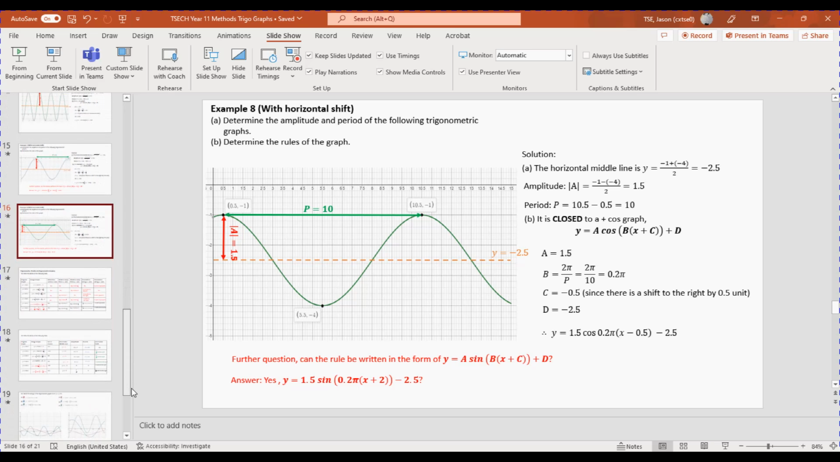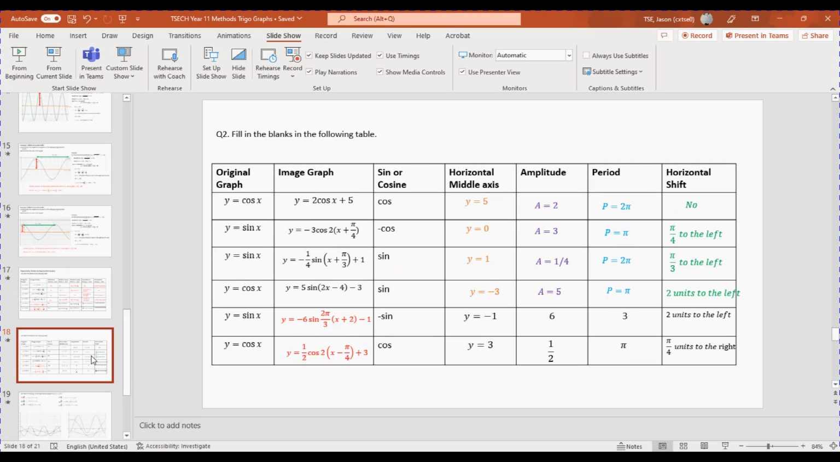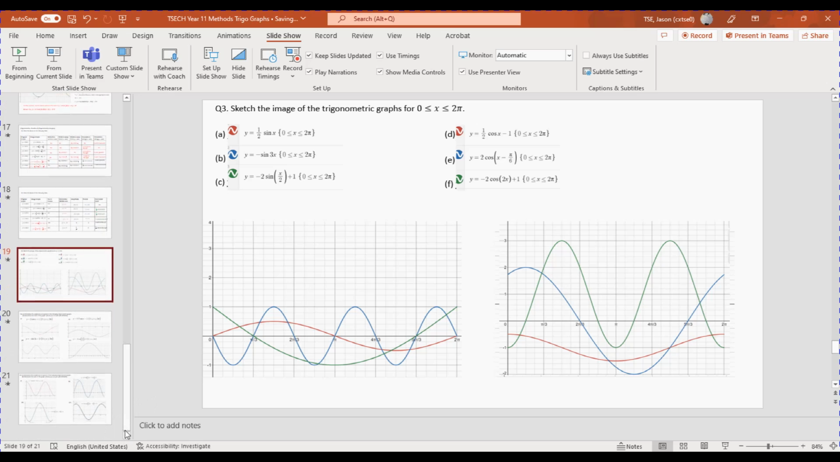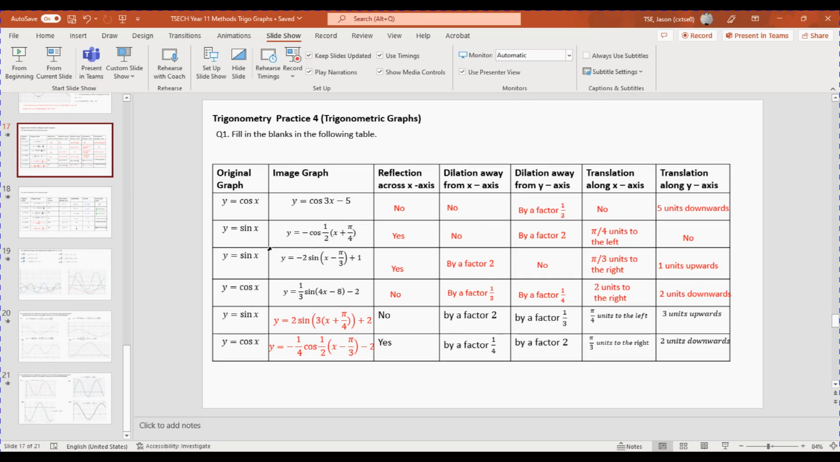I would like you to focus on the questions without horizontal shifts. So no example 7 and 8. Also try to do some practice on practice 4, and there are a couple more questions here for you to sketch the image. And that's it. I hope you can finish the work for today.